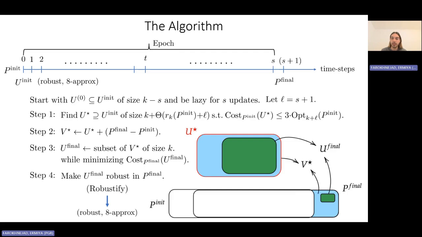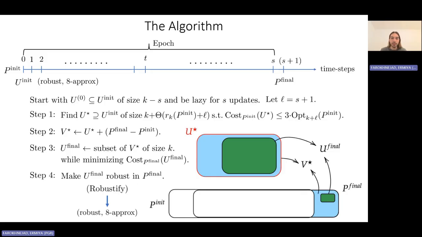What is the size of V star? Again, the number of points that we are inserting into U star, which is P final minus P initial, its size is at most S+1. So the size of V star is again K plus order of S+1. Now consider U final. U final is a subset of size K of V star, and U init is also a subset of size K of V star. So the difference between U init and U final is going to be at most order S+1. Since the length of the epoch is S+1, this is just order 1. This is just constant in amortization. So we have constant recourse in amortization.